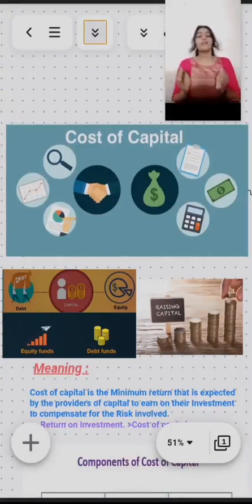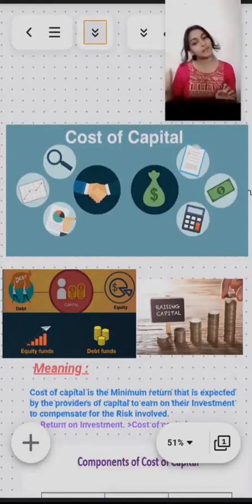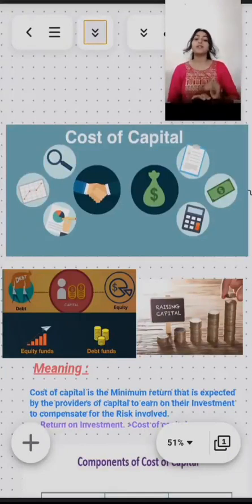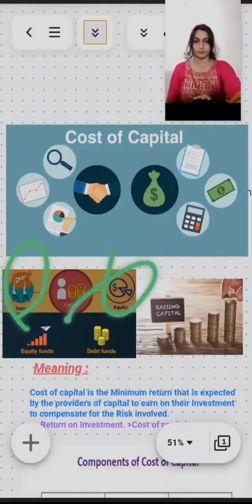So basically, when a company wants to start a new project, start a new business, or make some new investments, it needs capital. So how will the company fulfill this capital requirement? The company will raise funds, it will raise capital. There are two sources where the company can raise capital. The first source is through debt and the second source is through equity.